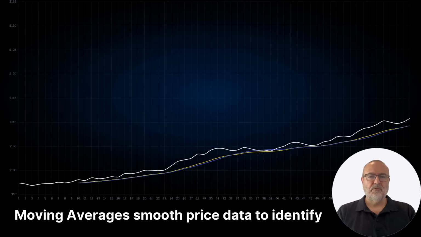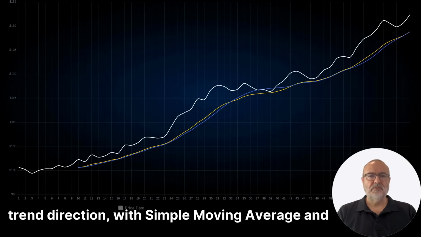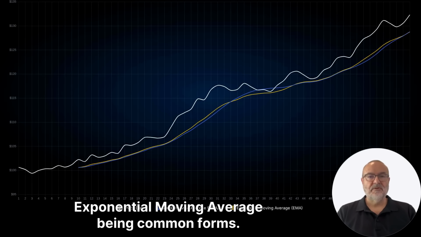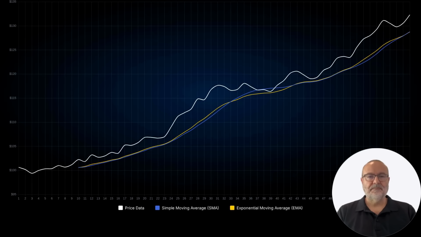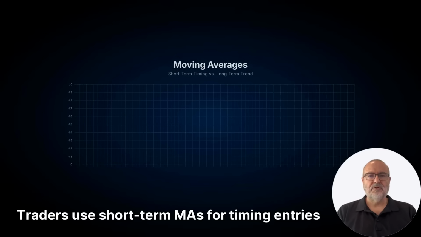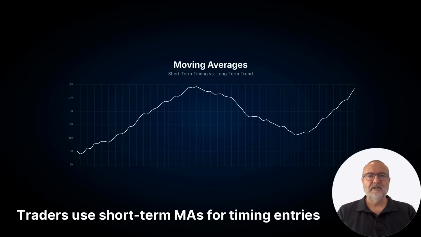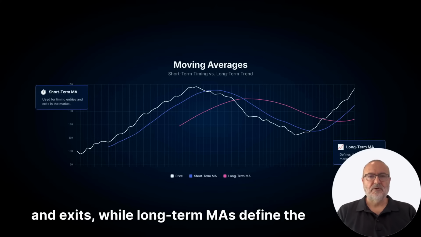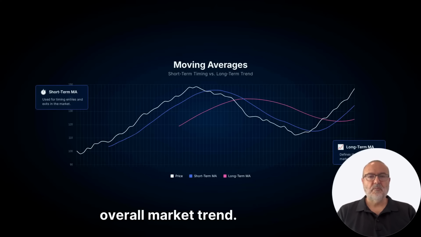Moving averages smooth price data to identify trend direction, with simple moving average and exponential moving average being common forms. Traders use short-term MAs for timing entries and exits, while long-term MAs define the overall market trend.